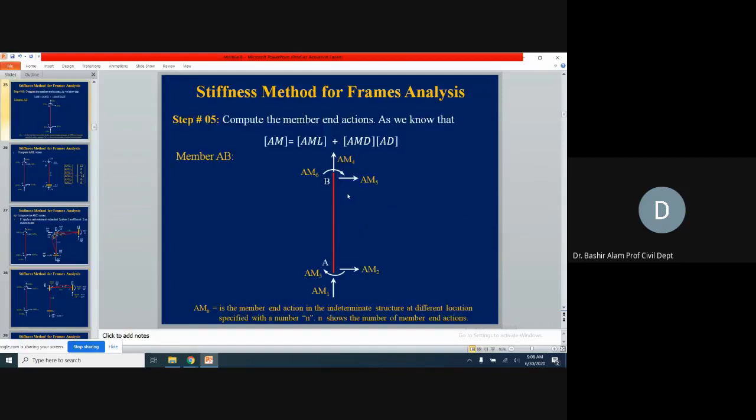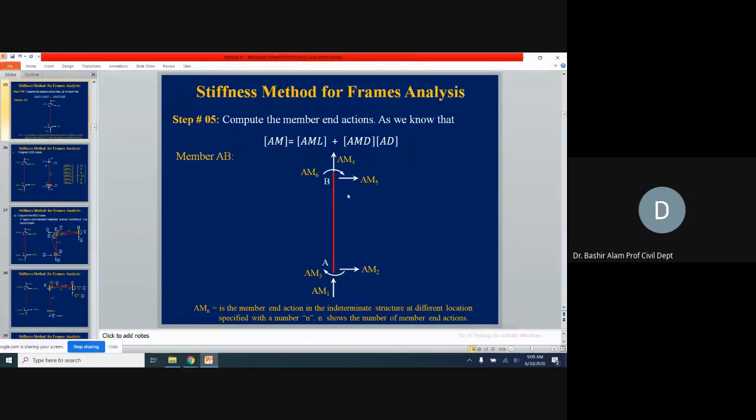So how are we going to do that? We go member by member. We select this member AB, which is the vertical member, and we designate our member actions. What is my assumption? I assume upward, rightward, and clockwise as my positive directions. Upward, rightward, and clockwise are my positive values.